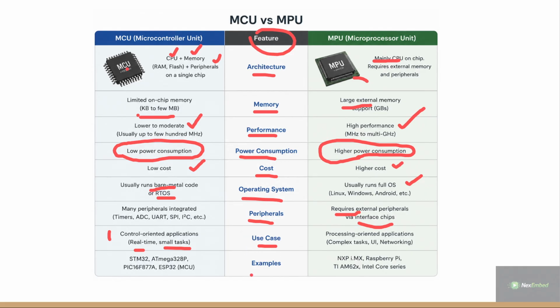Some examples of microcontroller are STM32, ATmega32, 8-bit PIC, ESP. So everything comes under the microcontroller. If you go for microprocessor, NXP i.MX6, Raspberry Pi, TI AM62, Intel Core come under the examples of microprocessor. That's all about microprocessor and microcontroller.